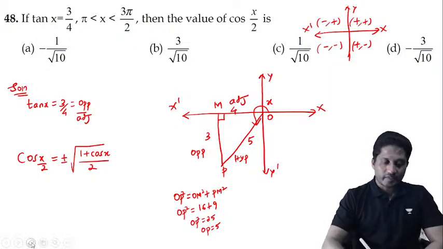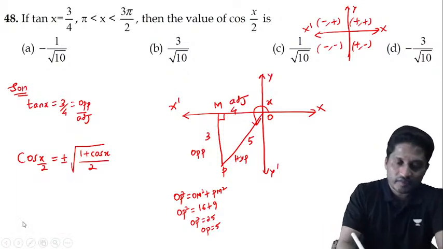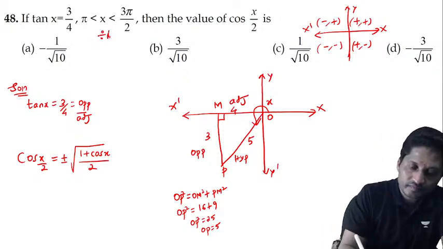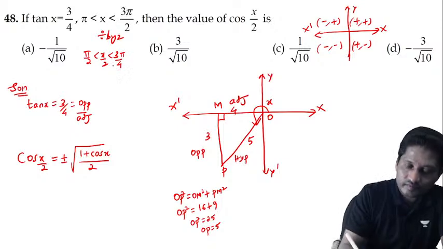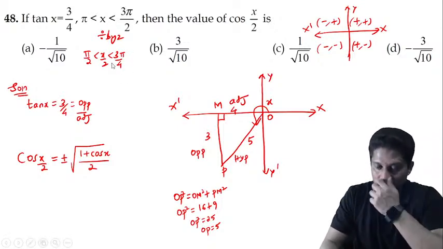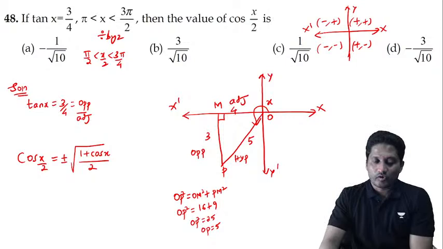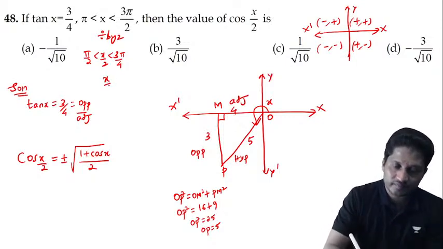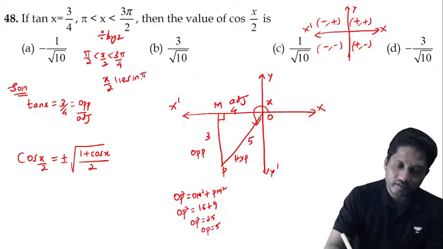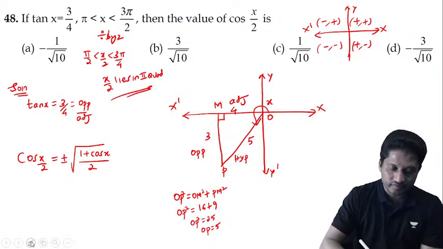I should check where x by 2 lies. If I divide by 2, then you get pi by 2 is less than x by 2 is less than 3 pi by 4. It is less than 3 pi by 4, more than pi by 2. So obviously x by 2 lies in the second quadrant, isn't it? In the second quadrant, obviously cos is negative.